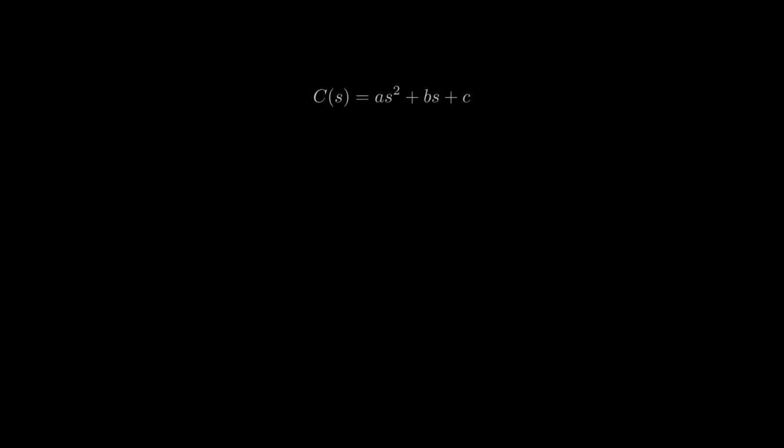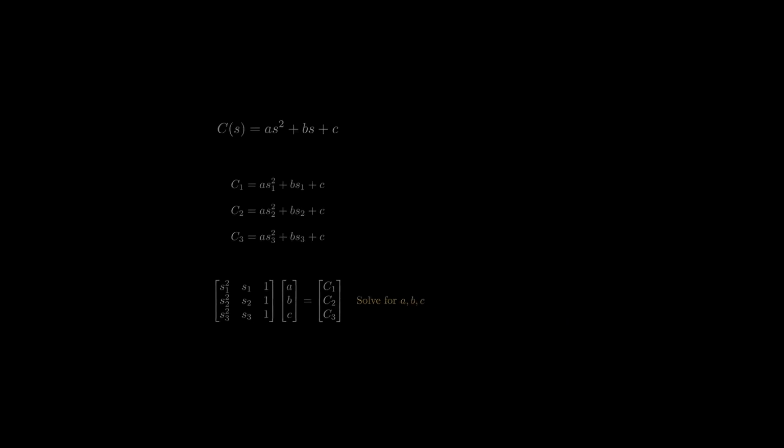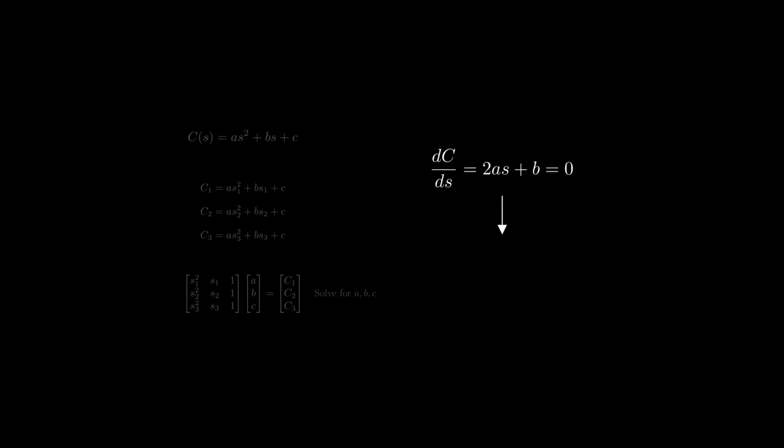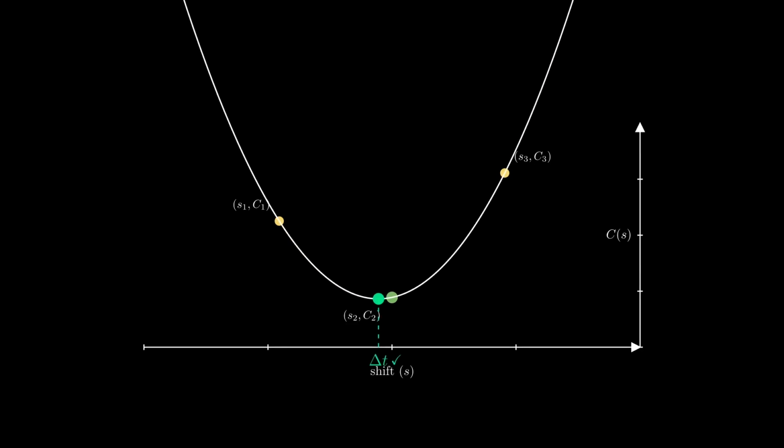We write 3 equations, one for each point, and solve the resulting linear system for the coefficients a, b, and c. The vertex of the parabola, its minimum, is found by setting the derivative to 0. This gives us s star equals -b over 2a. This is our estimated time delay, delta t. Notice that the parabola's vertex falls between the sampled cost values, giving us a resolution finer than even the step size itself.